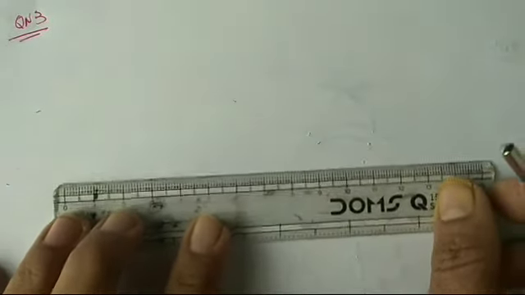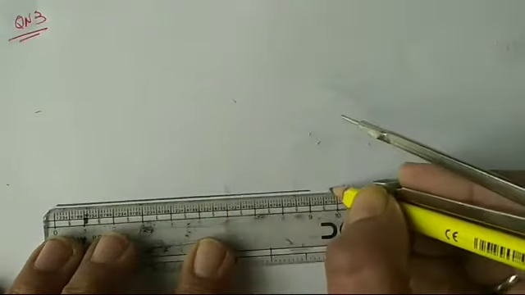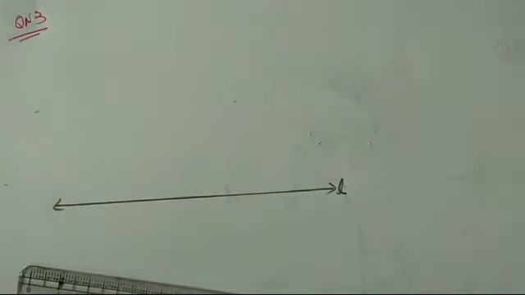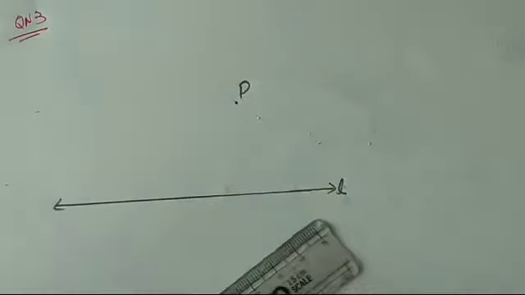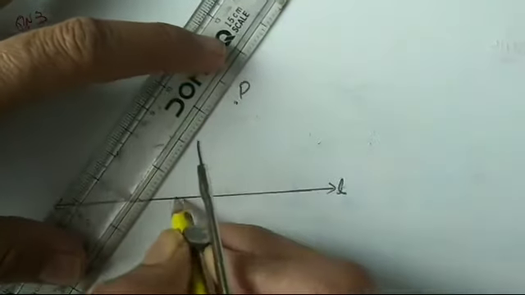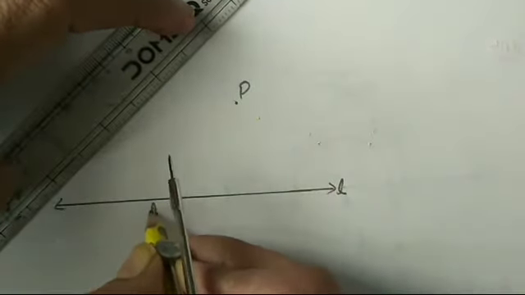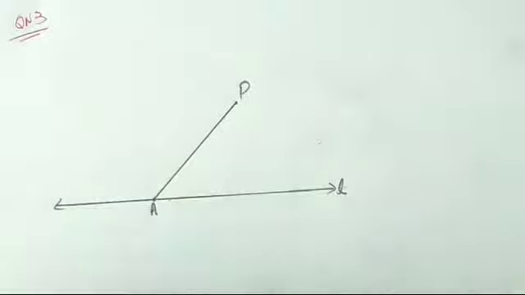So let L be a line. We are just drawing a line here. Let L be a line and P be a point not on L. So we have taken this as point P not on L. Now draw a line M parallel to L. The same way we have done in question number 1. So we'll take a point here. Suppose this is point A. Now we'll join this AP.